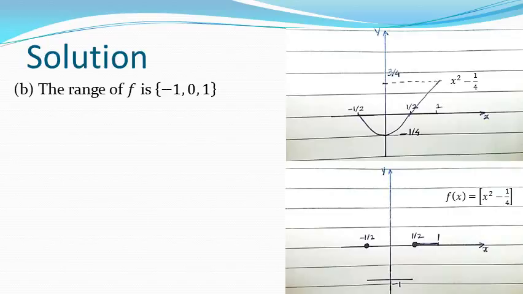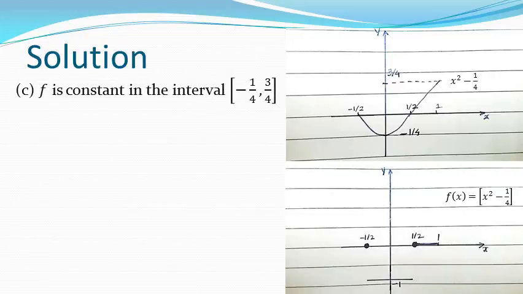So this is incorrect. The third option says that the function is constant in the interval from minus 1 by 4 to plus 3 by 4. Now we can see the graph and we can see very clearly that it's not a constant function at all. So this option is also incorrect.